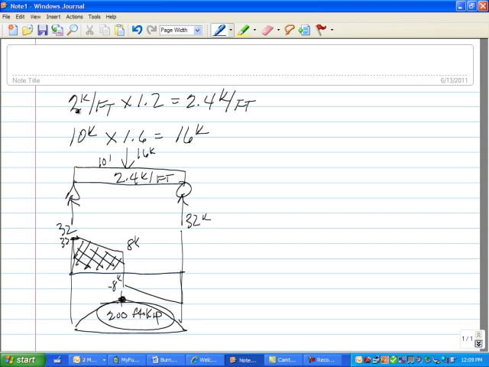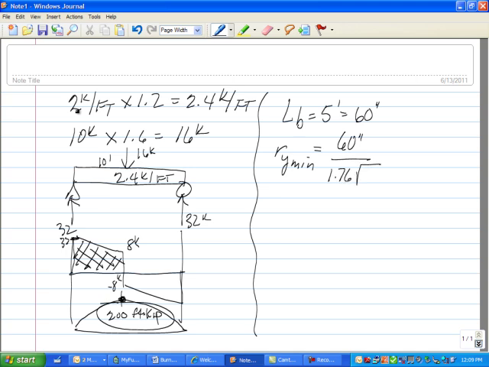Now in this problem it says the beam is braced every 5 feet. So our unbraced length is 5 feet. That's fairly short, so there's a good possibility that this W12 will be in category 1. But we'll go ahead and solve for the minimum R sub y that will put us in category 1. 5 feet is 60 inches, and we'll divide that by 1.76 square root of E divided by Fy. That minimum Ry comes out to be 1.41 inches.